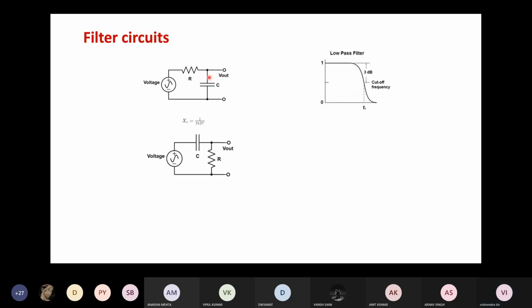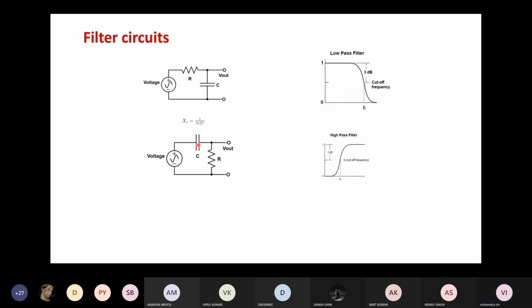Similarly, if we just swap the resistor and the capacitor and take the output across the resistor, this will become a high pass filter. It allows high frequencies to pass through but blocks the low frequencies. What is the reason for that? The same reason actually. Because if there is a low frequency signal, the capacitor voltage will be identical to the input voltage. The output voltage across the resistor will be very low.